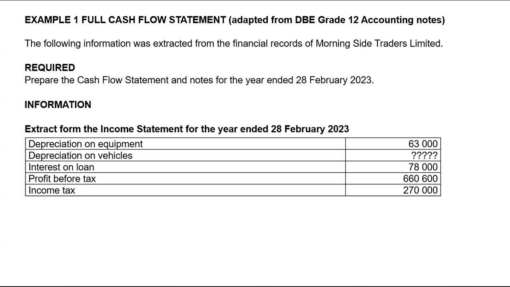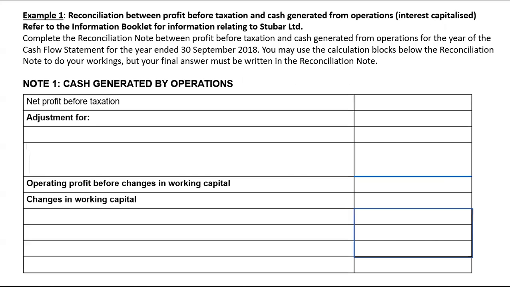Now, to prepare note number one, which is what we're going to start with when you prepare the statement of cash flow, you will simply start with note number one, which relates to the reconciliation between profit before taxation and changes in working capital. Whatever you get between your operating profit before changes in working capital and changes in working capital will be cash generated from operations.